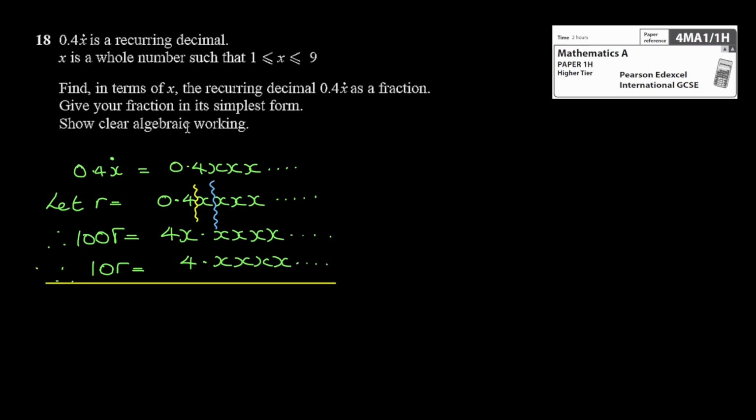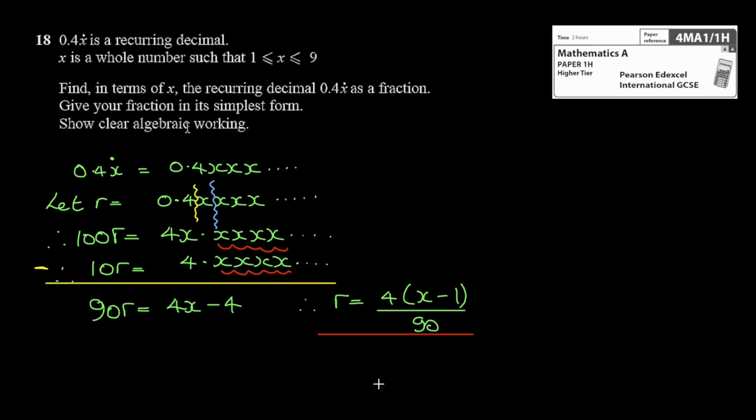Now, if I subtract the lower number from the upper number, all this tail will disappear. And what you'll be left with is whole numbers. 100r minus 10r is 90r. And this is equal to 4x minus 4. So, making r the subject, r is equal to (4x minus 1) divided by 90. And that will be your answer.